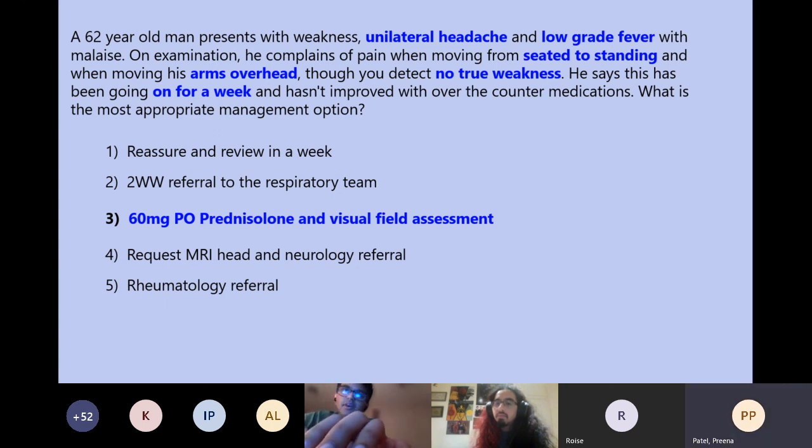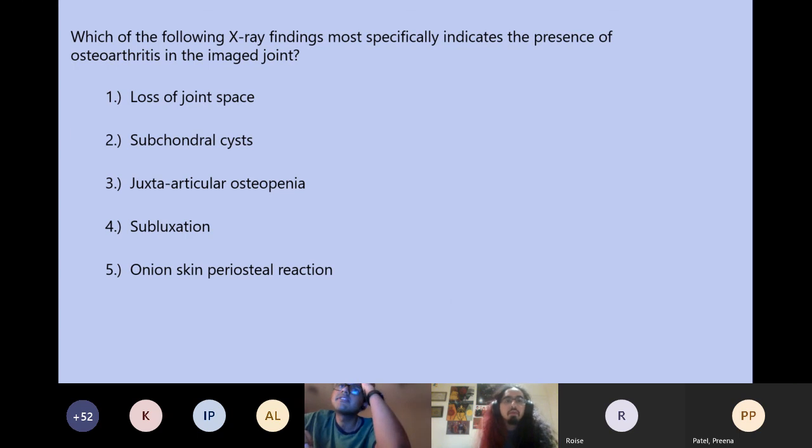Fine. Next one. Which of the following X-ray findings most specifically indicates the presence of osteoarthritis? So which of these findings is most specific? So just type an answer, sorry for this one. Nice. Yeah, exactly. Number 2 is the most specific finding. And unlucky Bruno, but yeah, you can get loss of joint space in other conditions as well.